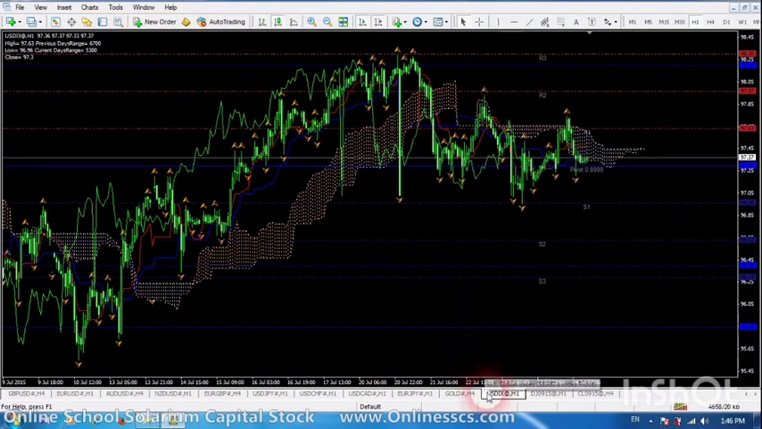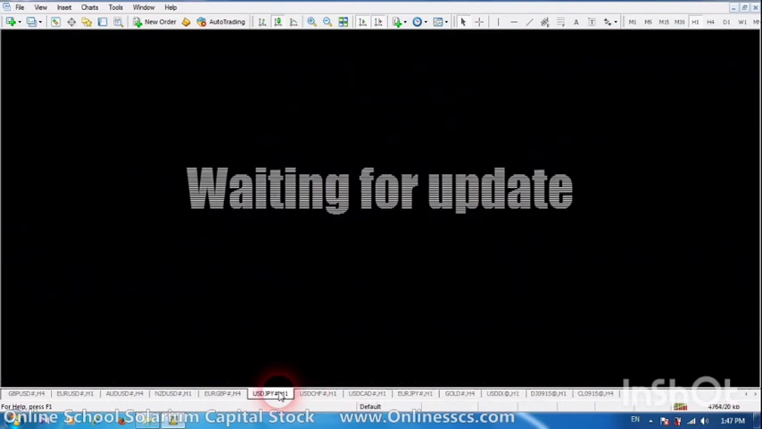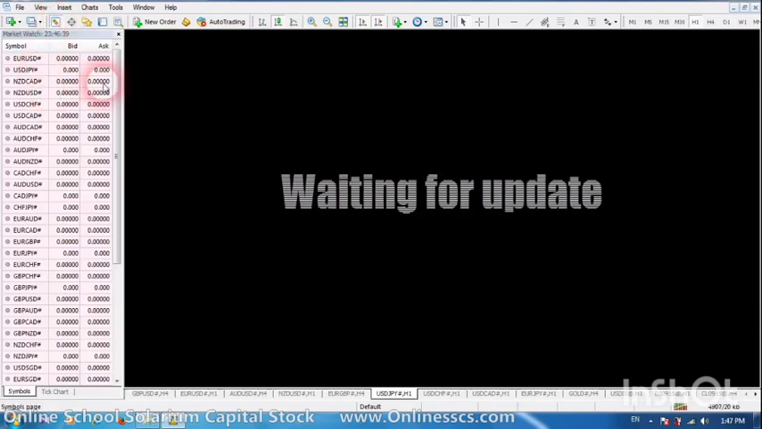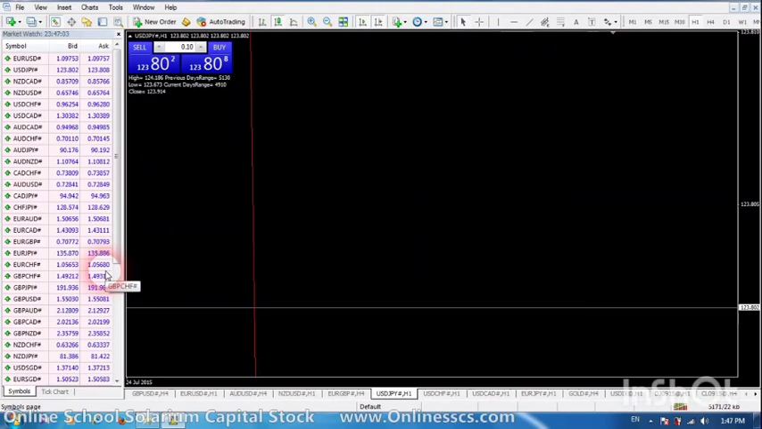Alright, so right now we're on this chart, the USD index. Let's move on to a chart that we can trade on. I'm going to add a new chart. We have to wait a few moments until the chart is updated.